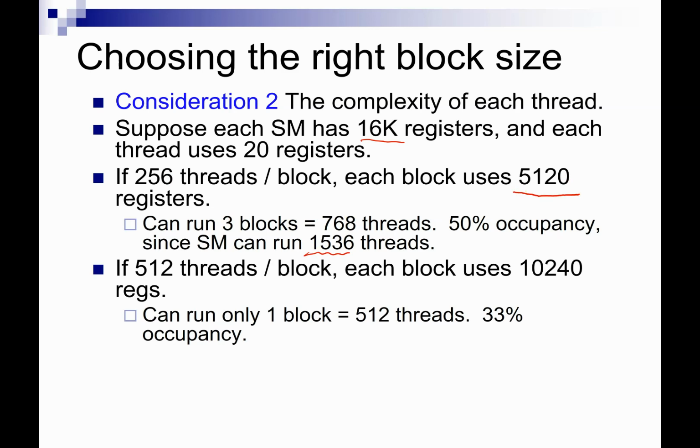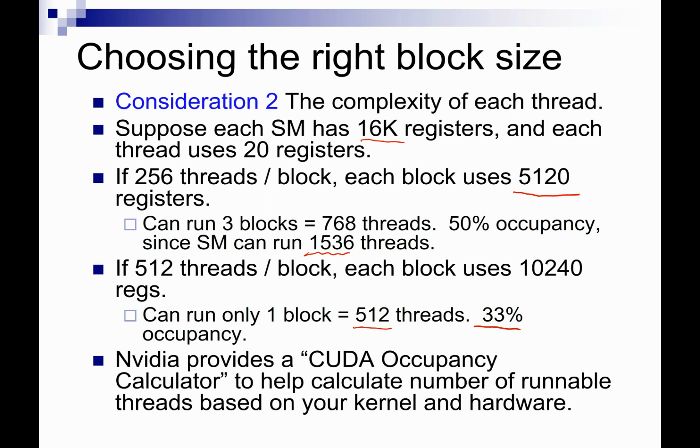Now somehow, suppose you could run 512 threads per block. Then each block would use 20 times 512, which is about 10,000 registers. So now you can only run 1 block, because if you run 2 blocks, you would need 20,000 registers, which you only have 16,000. So you can run only 1 block of 512 threads, and 512 over 1536 is only 1/3 occupancy.